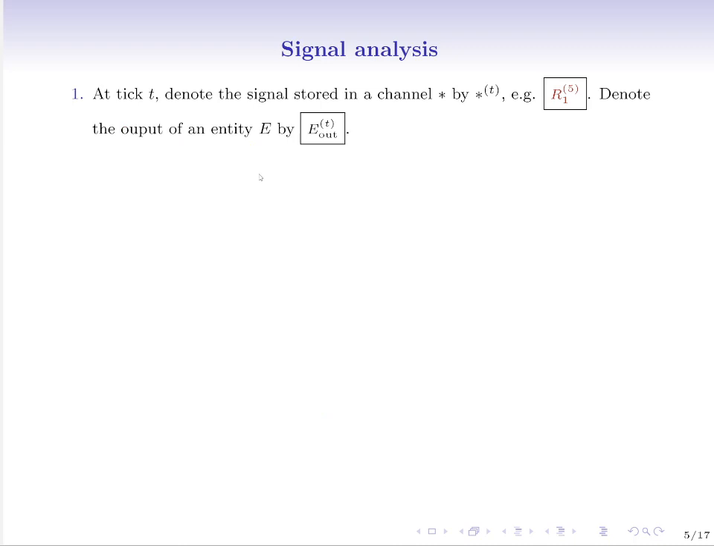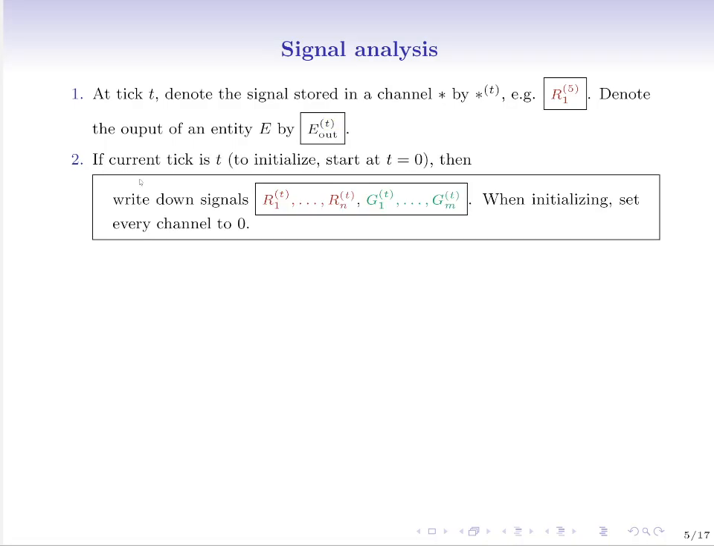So at each tick T, I want to write a superscript of round bracket T to represent what the channel is at this tick. So for example, I can write R1 of 5 to represent the 5th tick. And the output, I would also use a similar notation. I can write E out at the Tth tick. Now this is how you analyze what happens in the circuit.